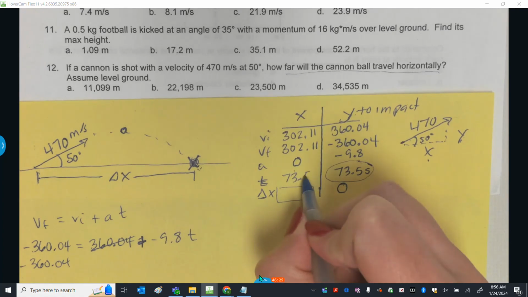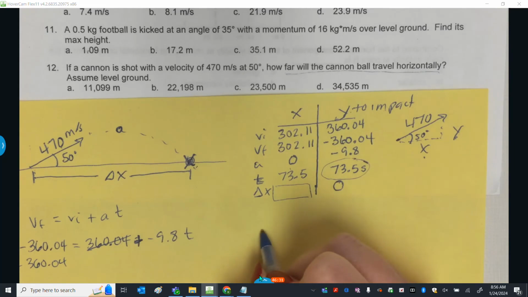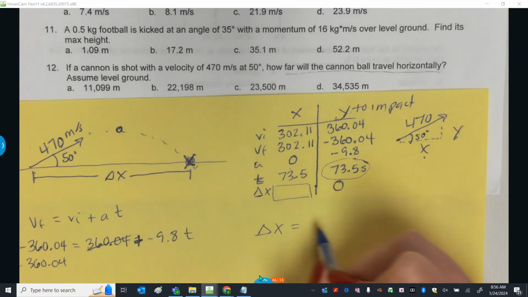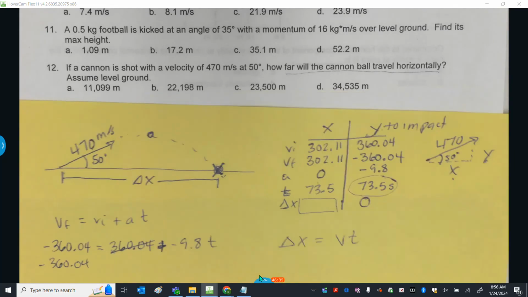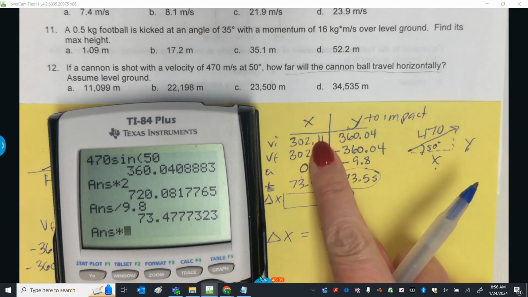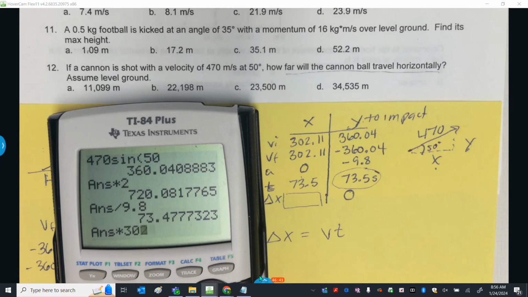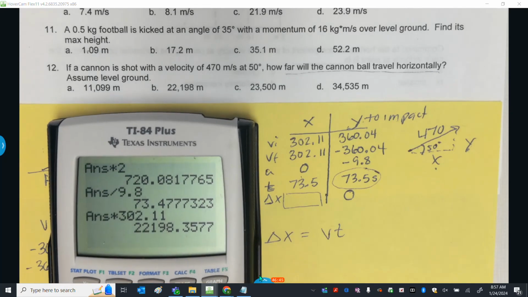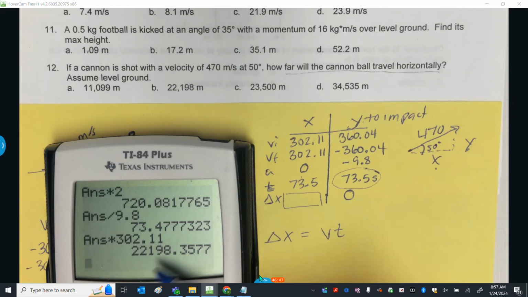And now we can find displacement horizontally. Again, horizontally my acceleration is 0. I have this equation: displacement is velocity times time. So I'm just going to take this time, multiply it by my horizontal velocity, 302.11, and I get a horizontal displacement of 22,198, which is answer choice B.